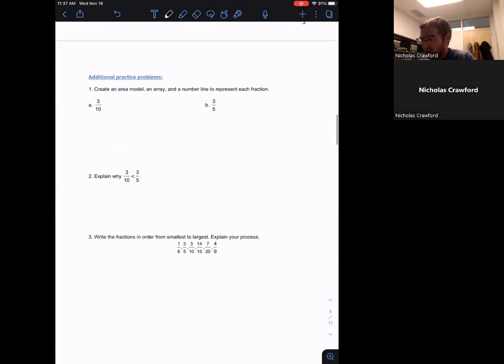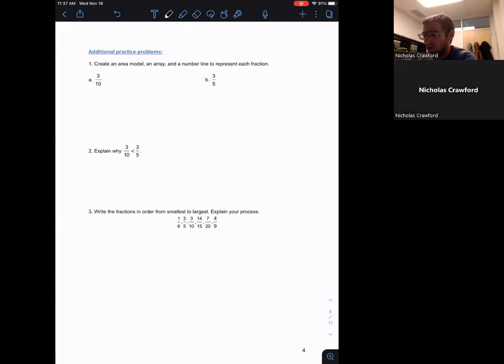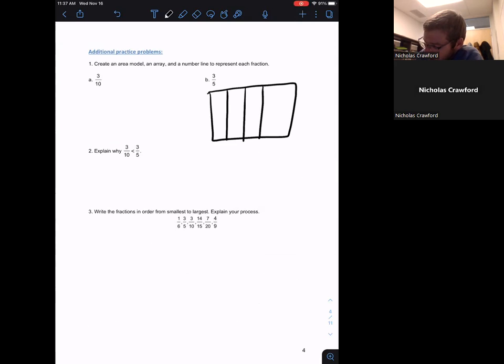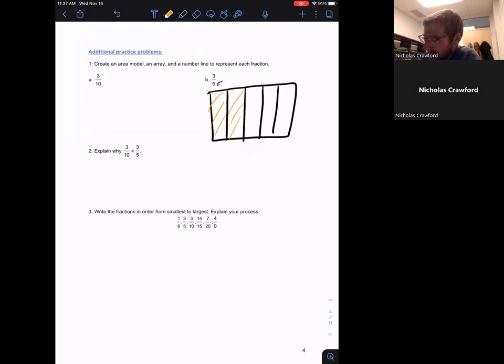Next up, we're going to go to some additional practice here. Okay, so we can create an area model for one of these. It doesn't matter how you do the area model. We'll do B here, so 3/5. I like to do the areas by blocks. You could do circles, it doesn't matter. So 1, 2, 3, 4, 5. So I split it into 5 pieces because that's my denominator there. And I'm going to color in 3 of those 5 pieces. Okay, so that's representing the area model.